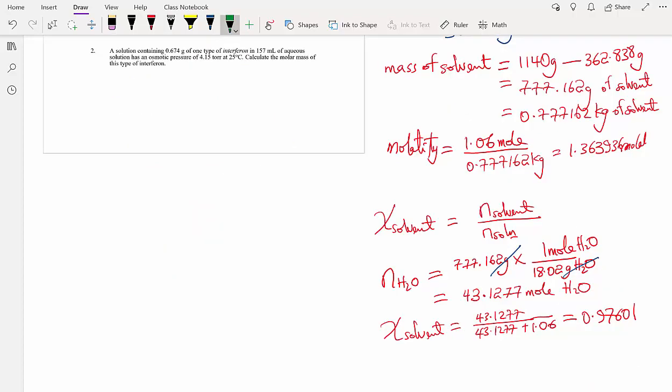Let us now take a look at question number 2. A solution containing 0.674 gram of one type of interferon. I know you are thinking, what are interferons? Interferons are naturally occurring proteins. They boost immunities against viral infections.